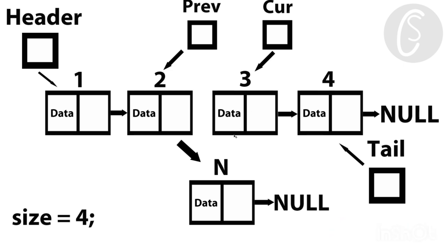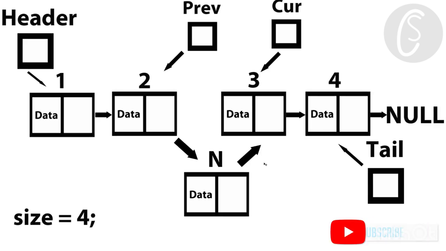Well, who has a pointer to the previous position 3? Current has a pointer to that node. So now I could just say n arrow next is going to be pointing to current. So you can see from here that we successfully inserted n at position 3 and we maintained our linked list. So now all that's left to do is actually increment the size since we inserted a new node.